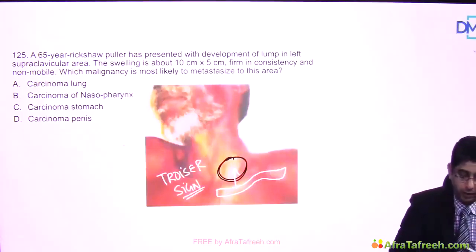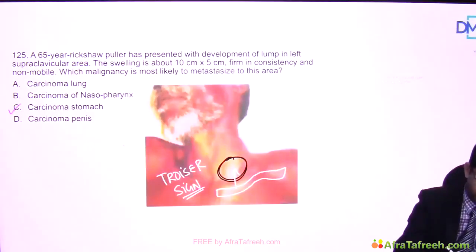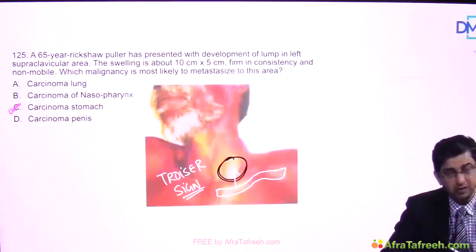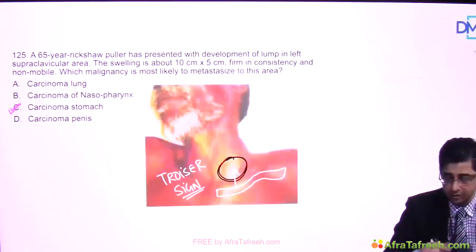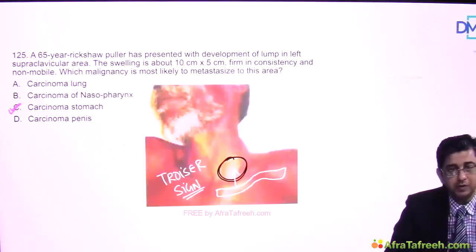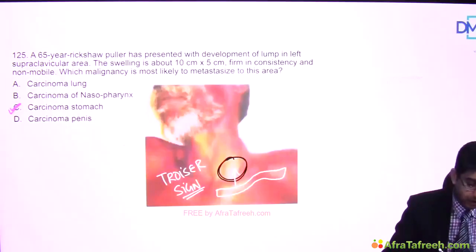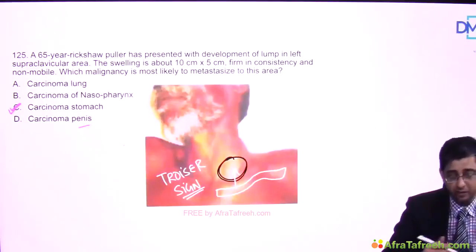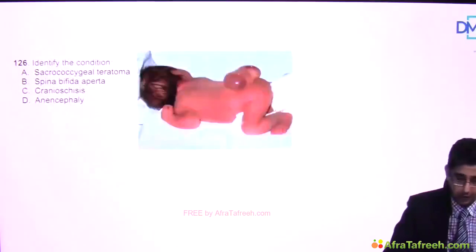The swelling is about 10 to 15 centimeters, firm in consistency, non-mobile. Which cancer is most likely to metastasize to this area? It would be GI malignancies, that is carcinoma stomach, which is most likely to metastasize. This would be a Troisier sign in the patient, and GI malignancies are usually responsible. In testicular cancer, here it's written CA penis, not CA testis. So that's the point why CA penis has been ruled out. CA penis goes to inguinal lymph nodes.